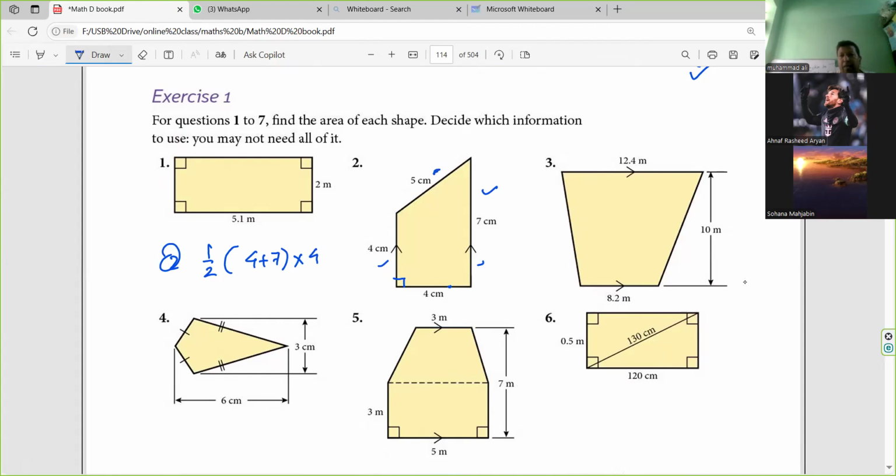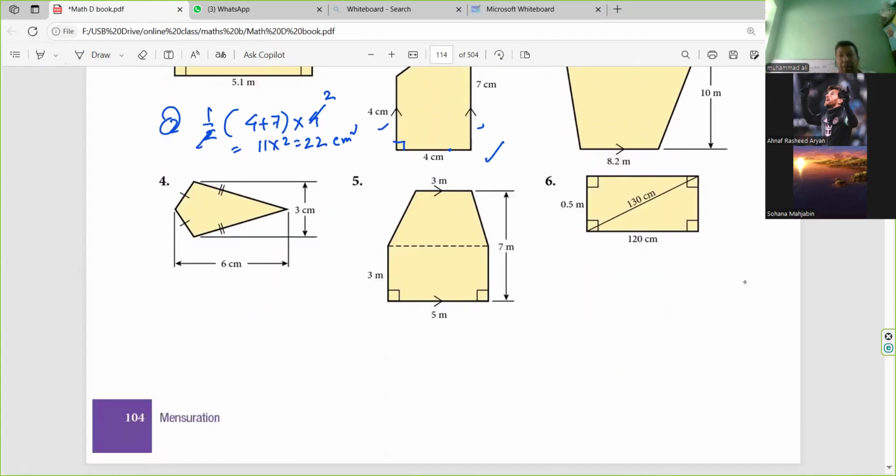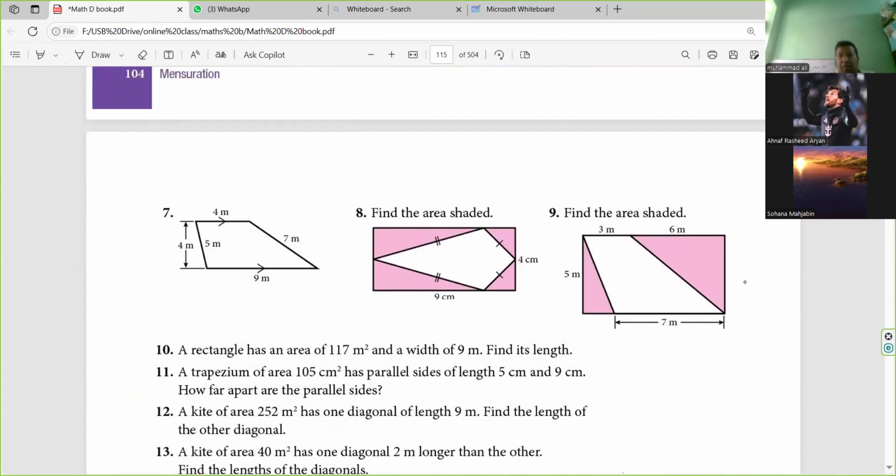Somebody makes a mistake, they write 5 here. No, 5 is not the perpendicular height. So 2 and 4 cancel. So 4 plus 7 is 11, multiplied by 2, it will be 22 centimeters square. So in this way, you can solve all of these maths. Just remember the figure and try to solve these things.